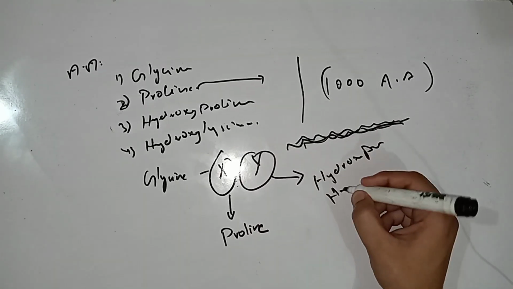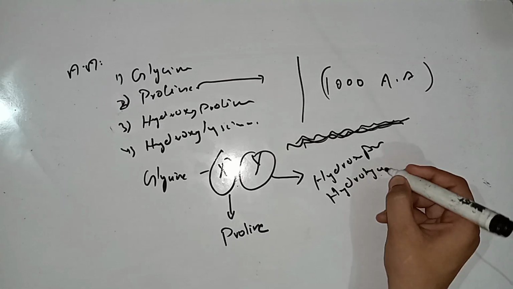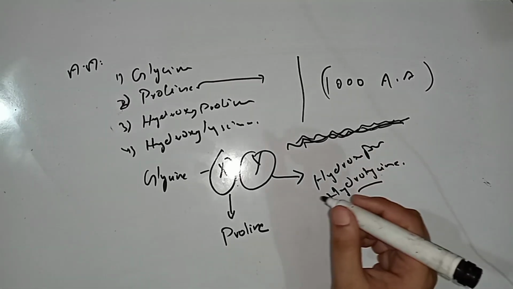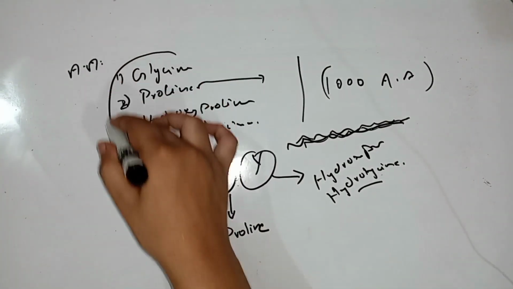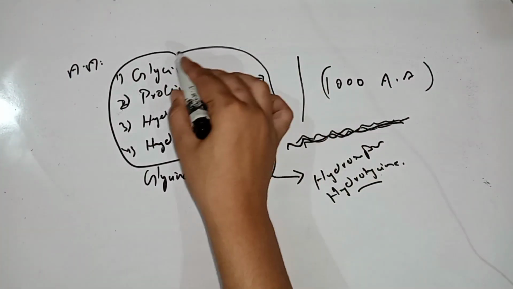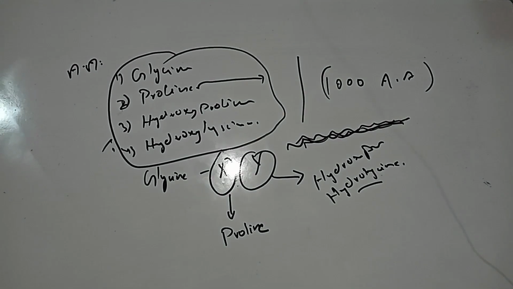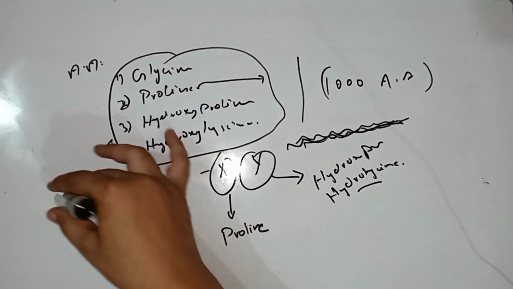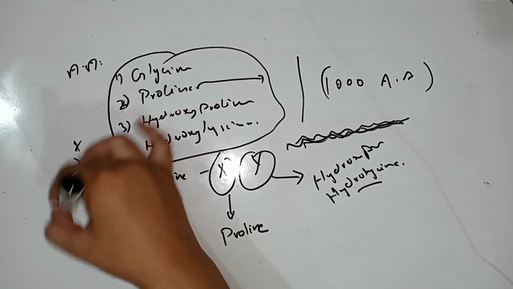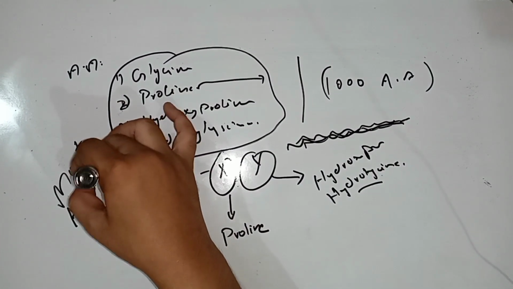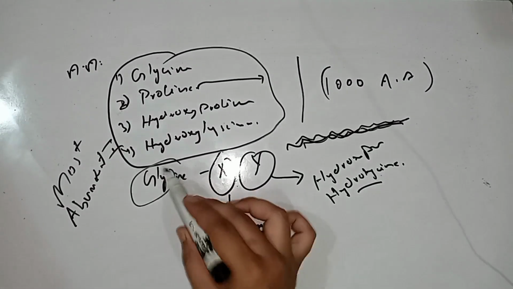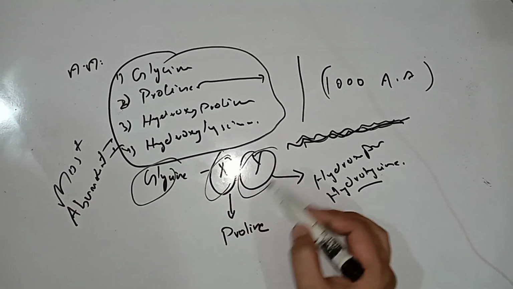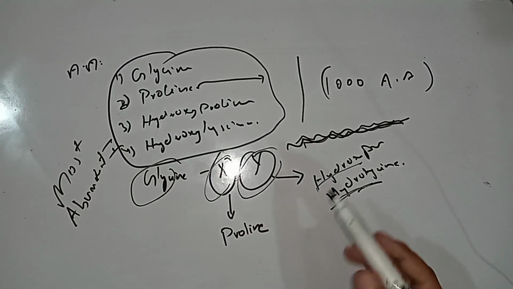and hydroxylysine. Okay, so other amino acids can also exist. It is not strict that only these 4 amino acids exist in collagen. Other amino acids are also present in the collagen structure. However, these are the most abundant amino acids in the collagen structure. So, in the triplet, usually the first one is glycine and the other one is proline and the third one is hydroxyproline or hydroxylysine.